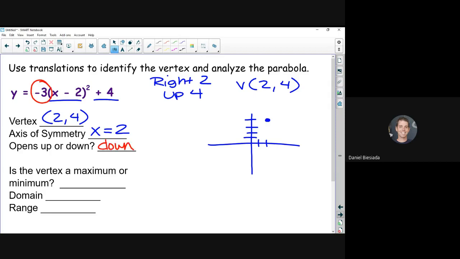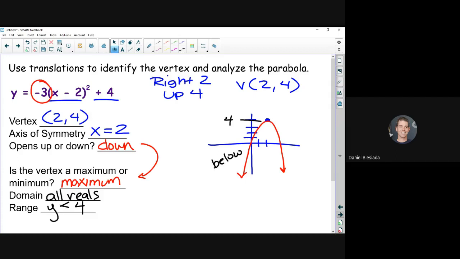And if it opens down, I'll actually go ahead and sketch it now. Then I know that that vertex is going to be a maximum or a high point. Remember, those two things are always connected. My domain is actually always easy because that is just all reals. And we finish with the range involving that y value. We know that the 4 from the vertex will be involved. And if I look at my graph, because it opens down, I am below 4. Since the graph is below, I will use a less than or equal to sign.